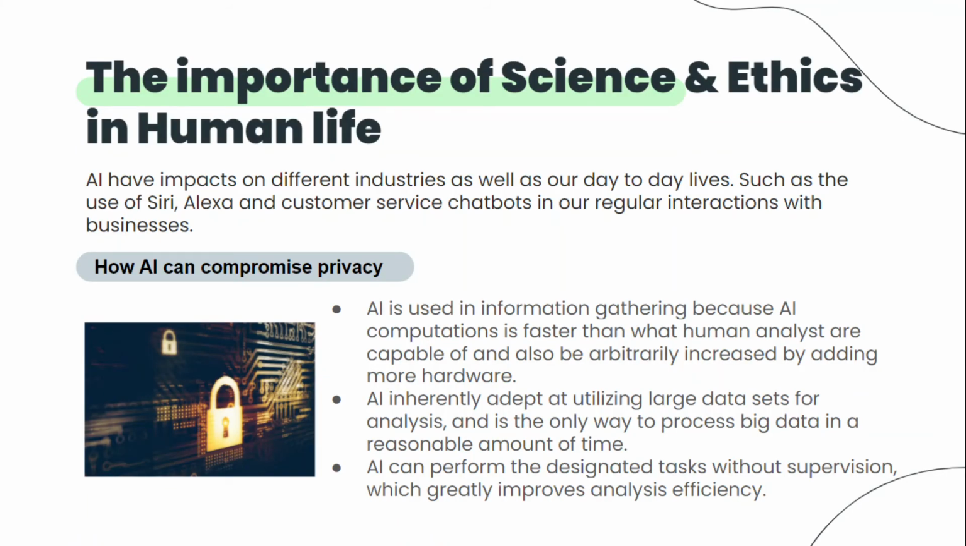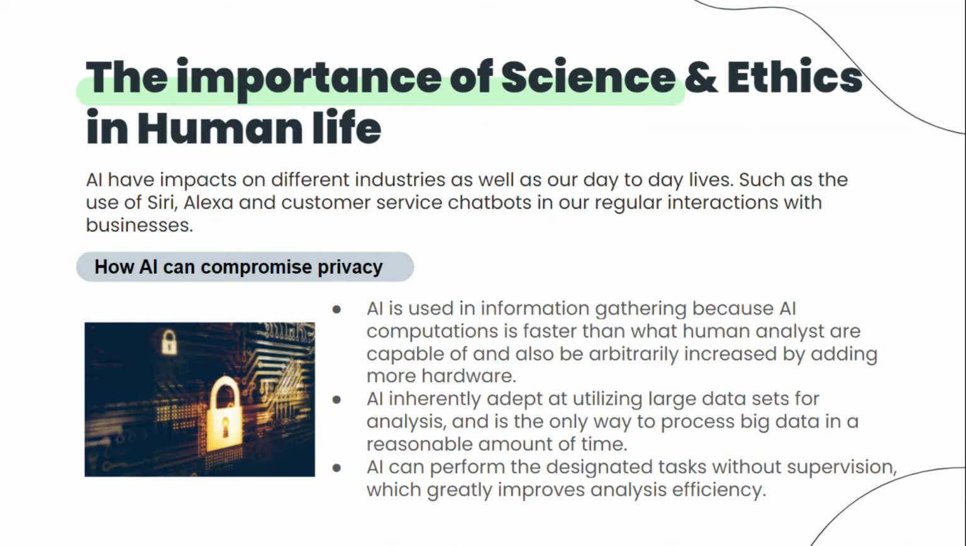Now I will explain the second part of the importance of science and ethics in human life, which is privacy concern by AI. AI has impacts on different industries as well as our day-to-day lives, such as the use of Siri, Alexa, and customer service chatbots in our regular interactions with businesses. How AI can compromise privacy.